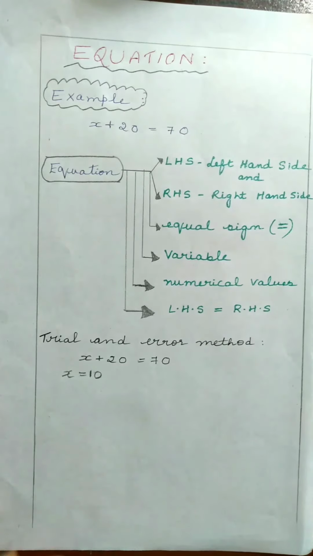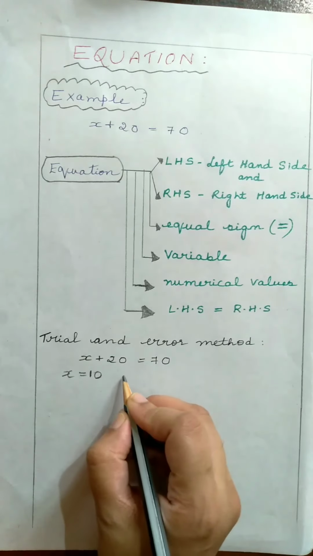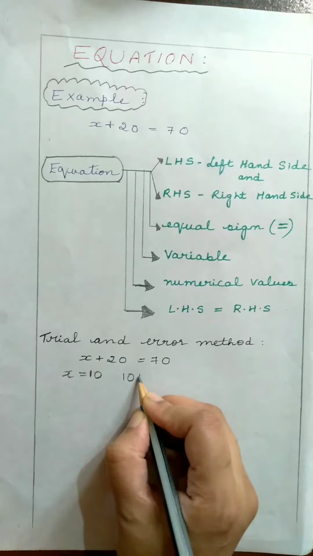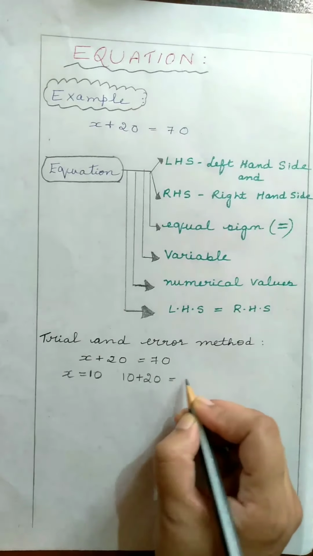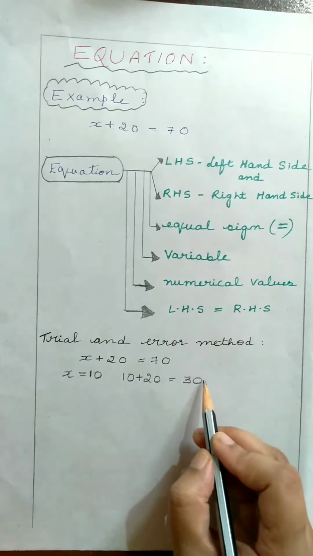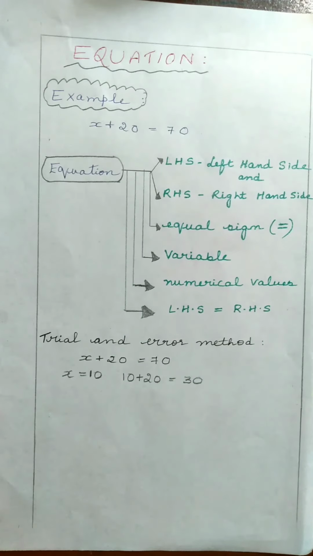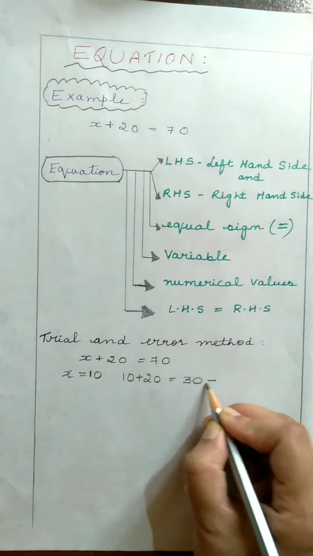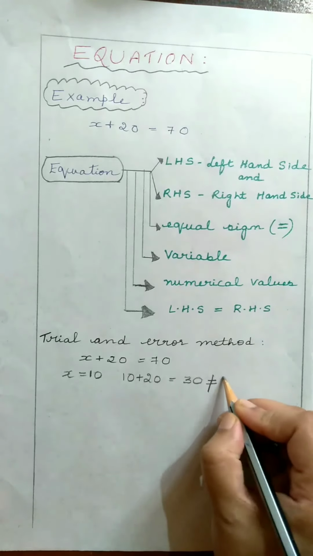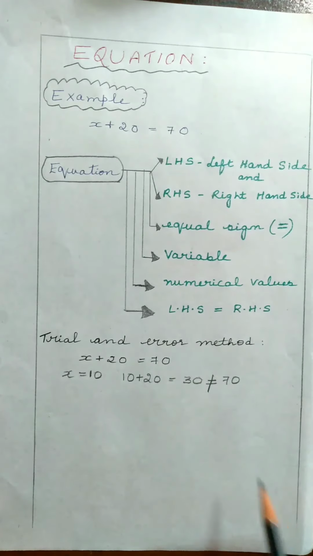Now let us consider the value of x equal to 10. Okay, now when we substitute, x is 10, so 10 + 20 = 30. Is 30 equal to 70, children? No, 30 is not equal to 70. Therefore, we represent it this way, not equal to 70. Therefore, the x value will not be 10. Then, what can be the next value so that we will obtain 70?